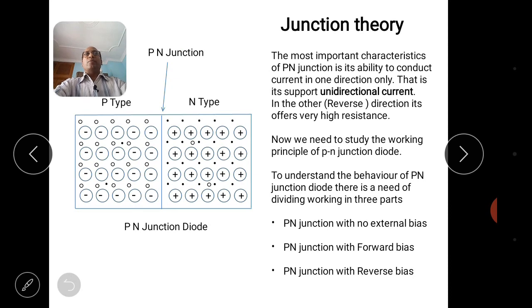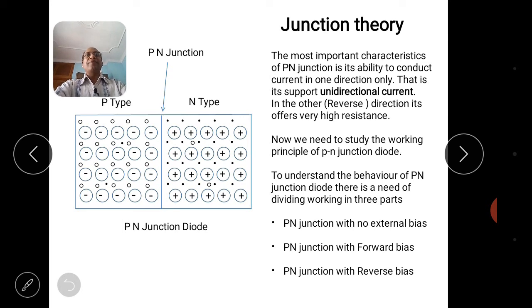Now we will study the junction theory. The most important characteristic of a junction is its ability to conduct current in one direction only. That is, it supports unidirectional current. In the other direction, that is the reverse direction, it offers very high resistance. Now we need to study the working principle of the p-n junction diode.